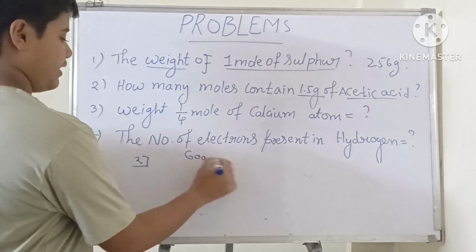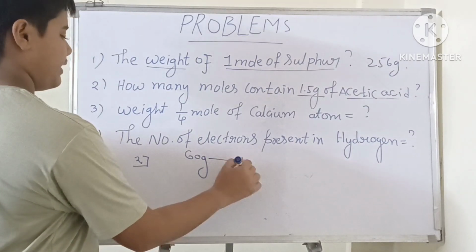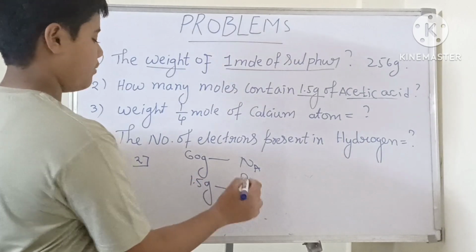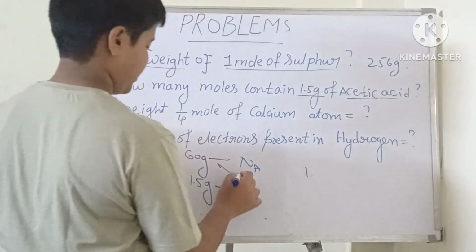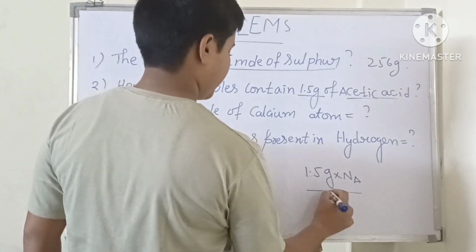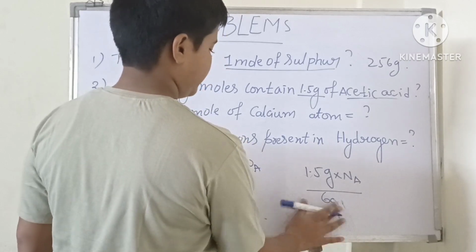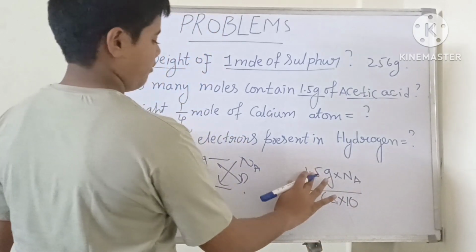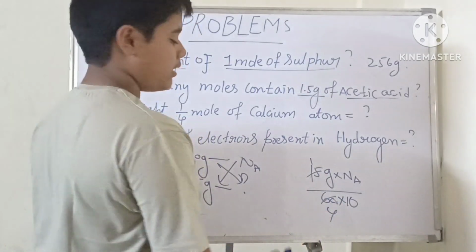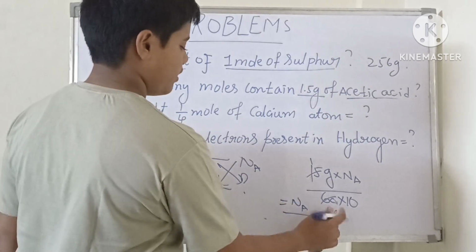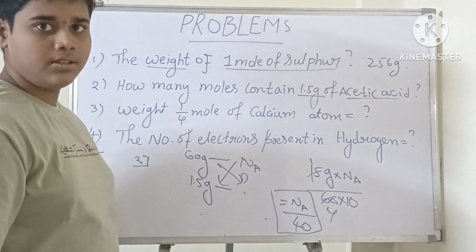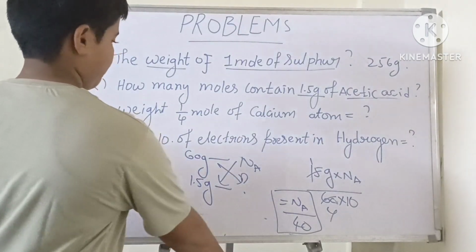60 grams present in 1 mole. 1 mole means NA. Okay. And here 1.5 grams contain how many moles? Here cross multiplication. So 1.5 grams into NA by 60 grams. Here I am multiplying 60 into 10 by removing this point. Okay. So 15 ones are 15, 15 fours are 60. And here NA by 4 into 10, 40. So this is the answer, NA by 40. Okay. So this is the second sum.